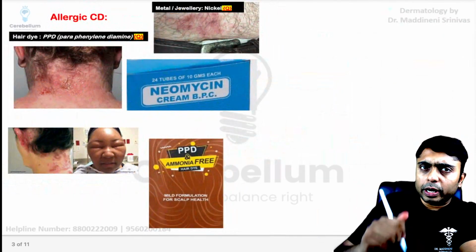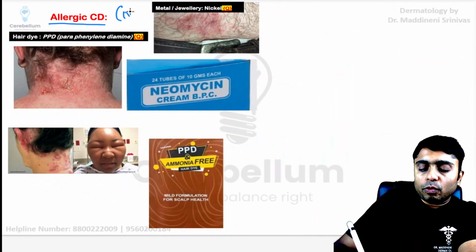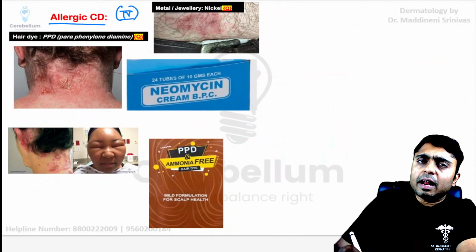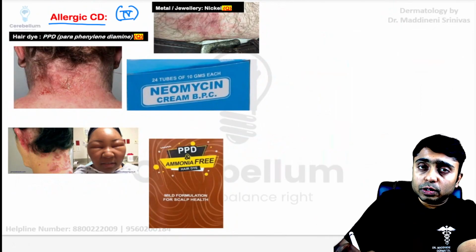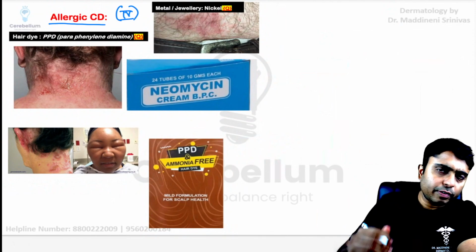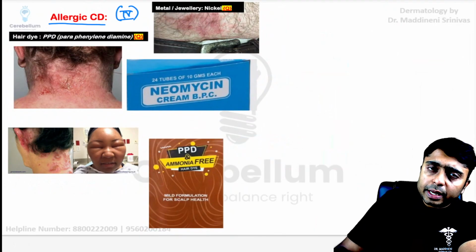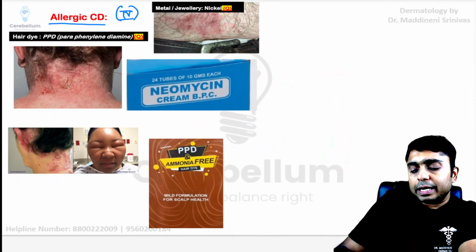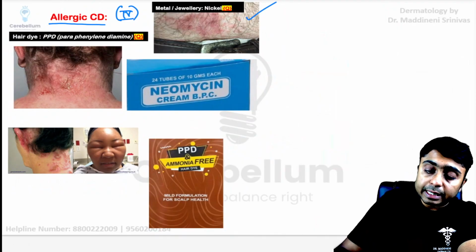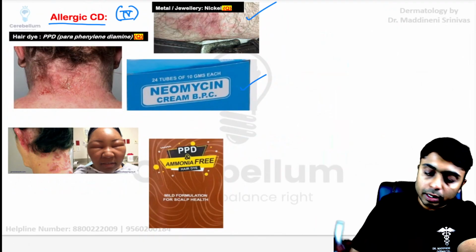So you need to know a few points about the ACD. It is basically a type 4 hypersensitivity reaction. There are various chemicals which are associated with producing ACD, so you must know a few of them. In the metals, remember the jewelry is going to consist of nickel, which can produce this ACD reaction. And in the topical preparations, neomycin, which is an antibiotic, can produce allergic contact dermatitis.